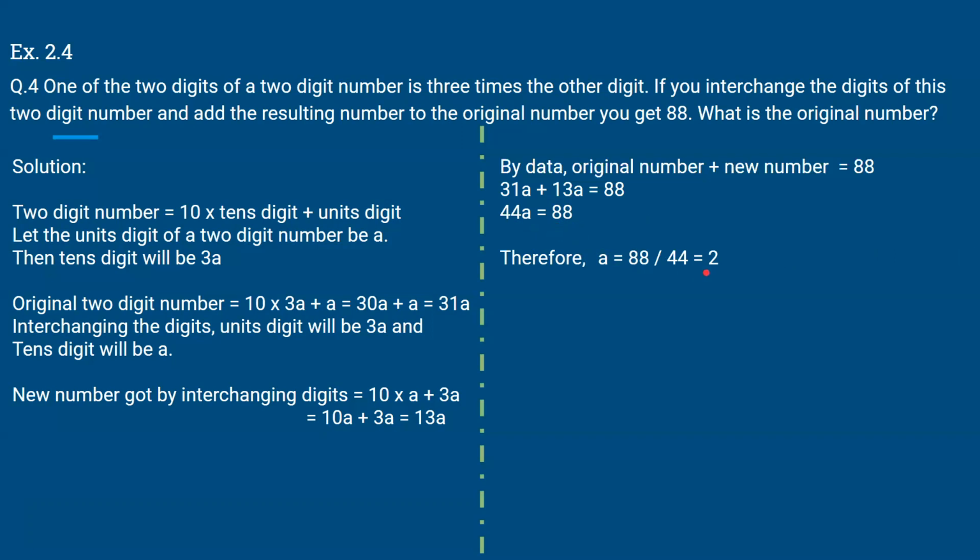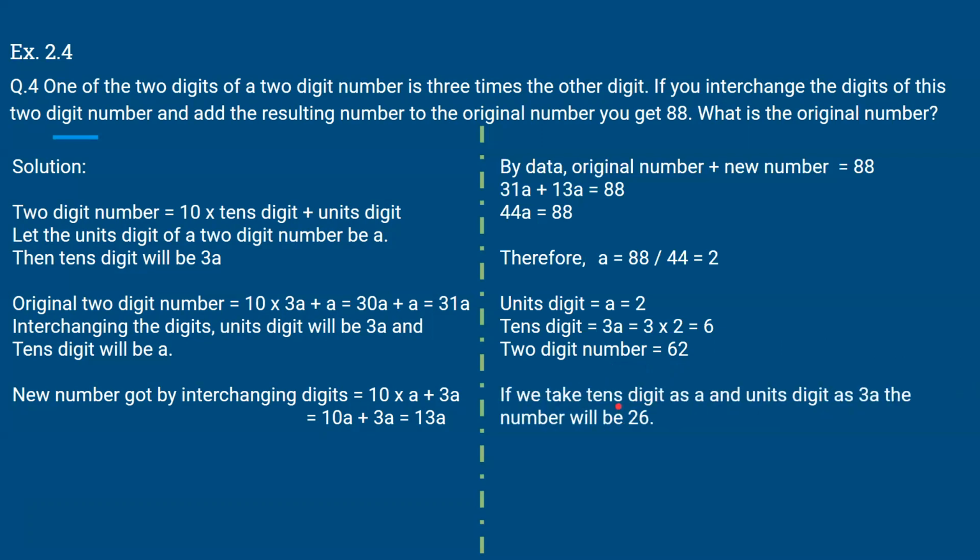So we have got the value of A as 2. Therefore, units digit equals A equals 2. Tens digit equals 3A equals 3 multiplied by 2 equals 6. Therefore, the two-digit number is 62, where 6 is the tens digit and 2 is the units digit. Here, if we take the tens digit as A and units digit as 3A, the number will be just opposite of that number, that is 26. So the final answer, the two-digit number, will be 62 or 26.